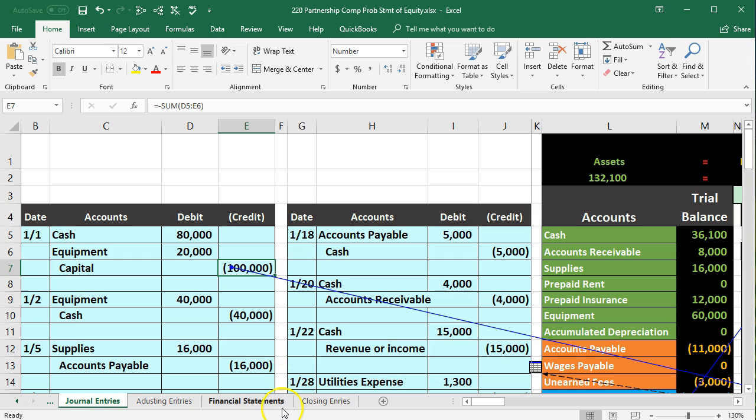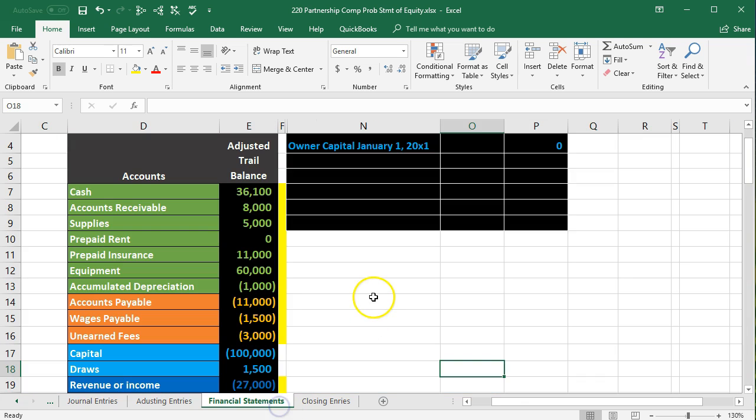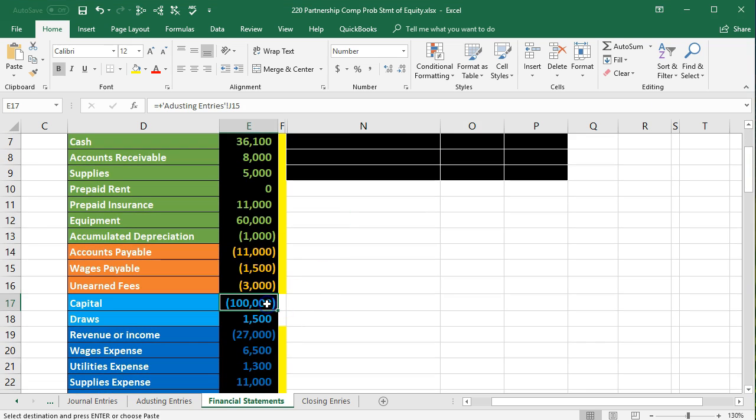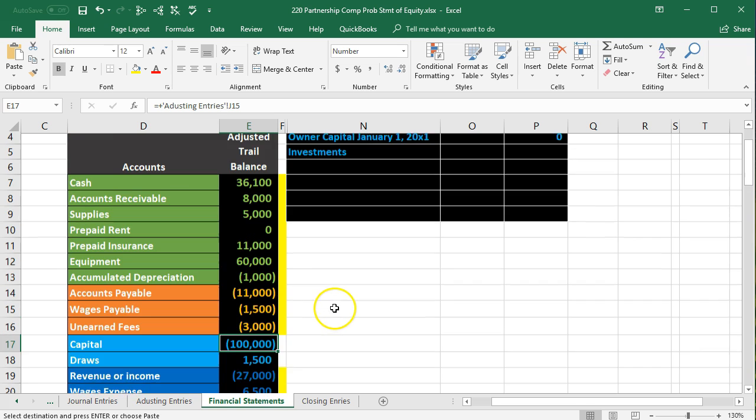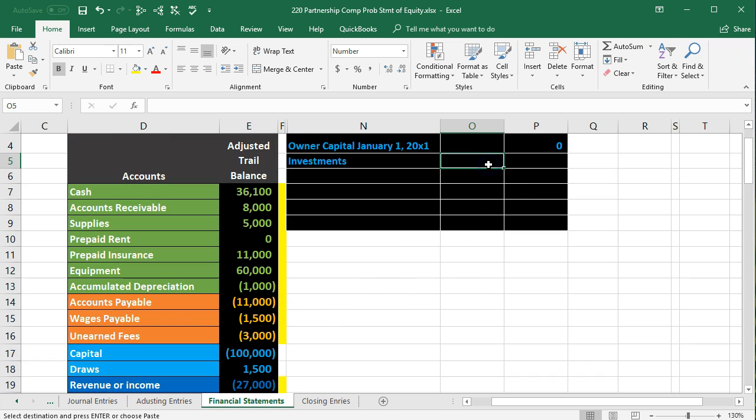Okay, back to the financial statement tab. So then we're going to say that we're going to increase it by investments, which is going to be this number. That number will either be investments or beginning balance or some combination of both. I want to flip the sign here. So instead of putting equals, I'm going to say negative of that number and enter.